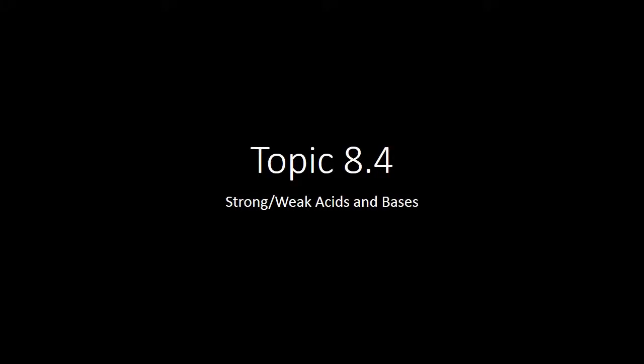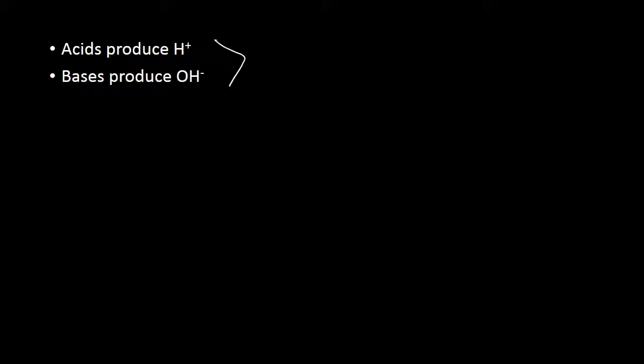Topic 8.4 is looking at what makes a strong acid and base versus a weak acid and base. Just remember, acids produce H plus and bases produce an OH minus when they dissociate in a solution.